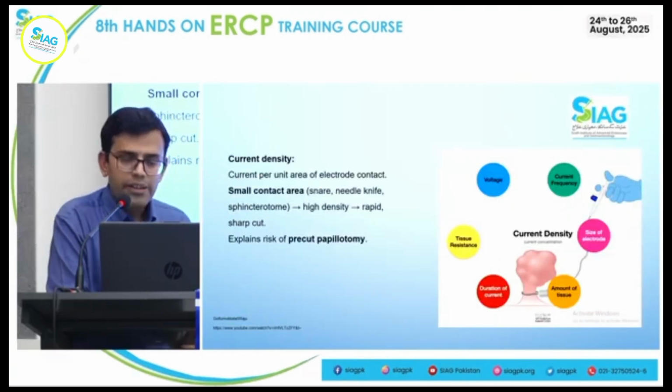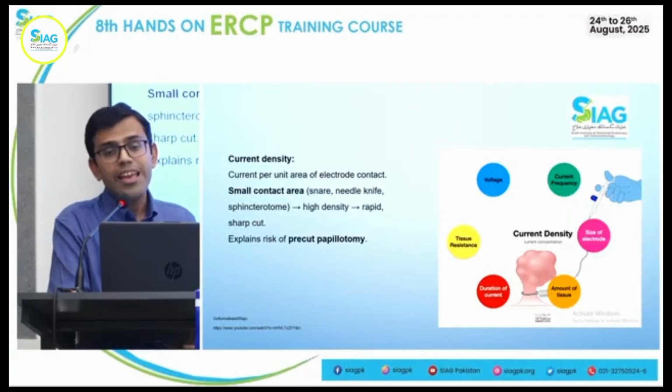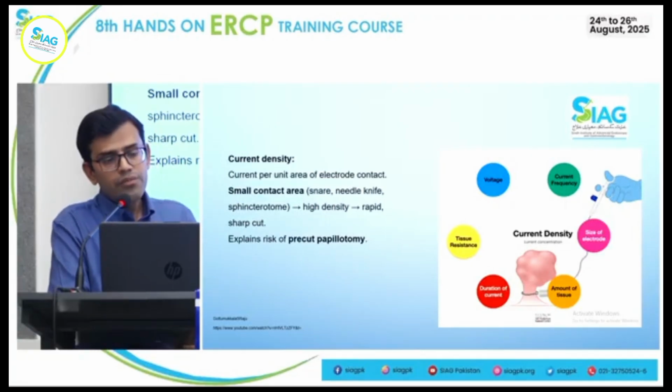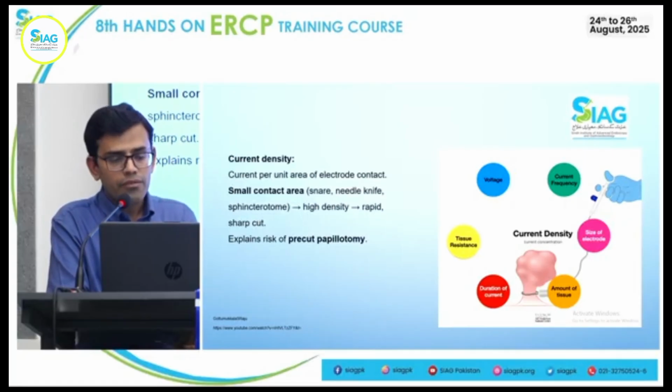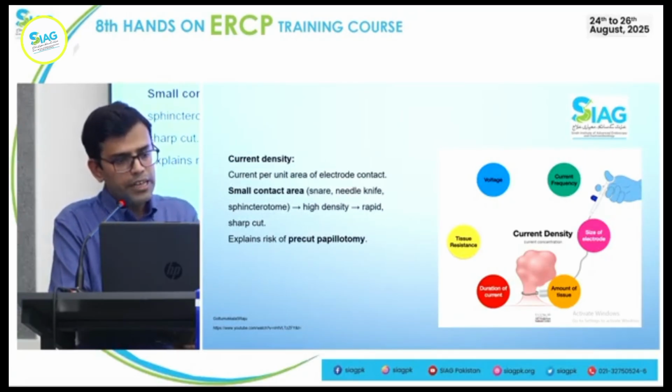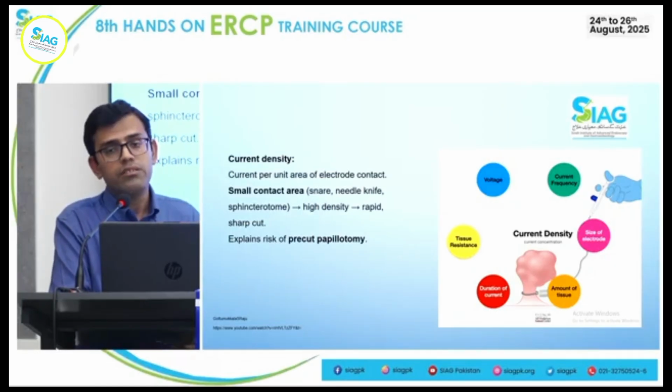Another concept is current density. I think it's very important. It just means current per unit area of the electrode. Now, if there is a smaller contact area, like the tip of the needle knife, that means the current is concentrated at a very small point, and this will lead to a rapid, sharp cut. Hence, that explains the risk of pre-cut papillotomy.